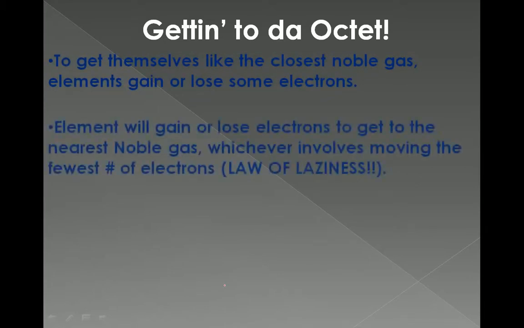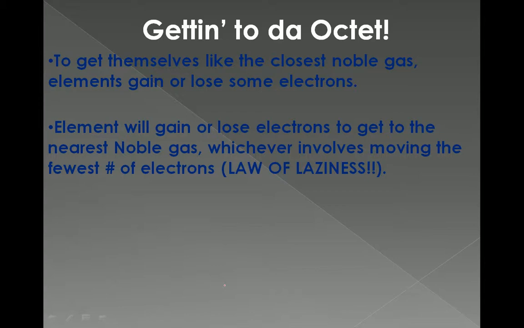Atoms will want to gain or lose electrons to become like the nearest noble gas. I just said that a little bit ago. Law of laziness is going to kick in here. Remember, the law of laziness says atoms will want to do the least amount of work possible. If they could, they'd just kick up their feet on a Lazy Boy, sit back, watch football all day, eat chips, play video games, whatever you think of when you're just being lazy, just relaxing, doing nothing, no work. Atoms want to do that too.